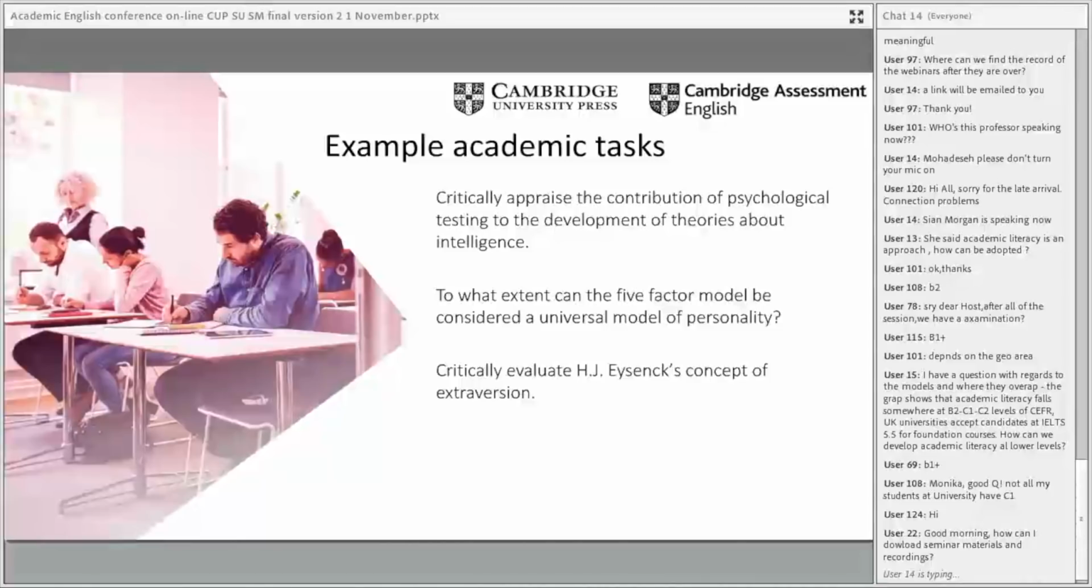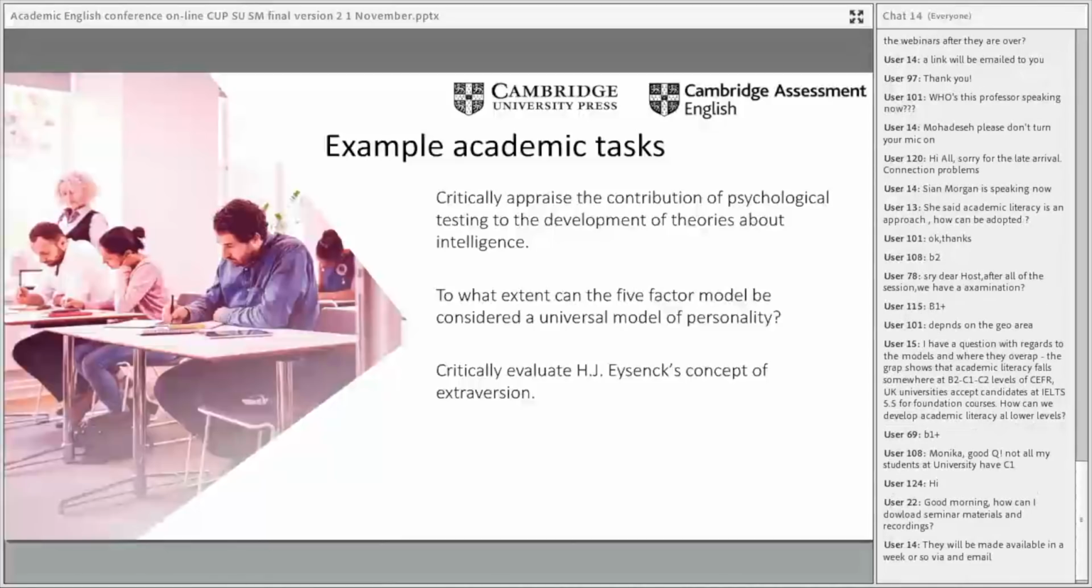And now let's go on and look at some sample tasks from an academic setting. These tasks that you see on the screen are all from a first-year psychology course on personality and individual differences. The first two are from the coursework component of the course, and the last one is an exam question. There are a couple of questions to consider here.